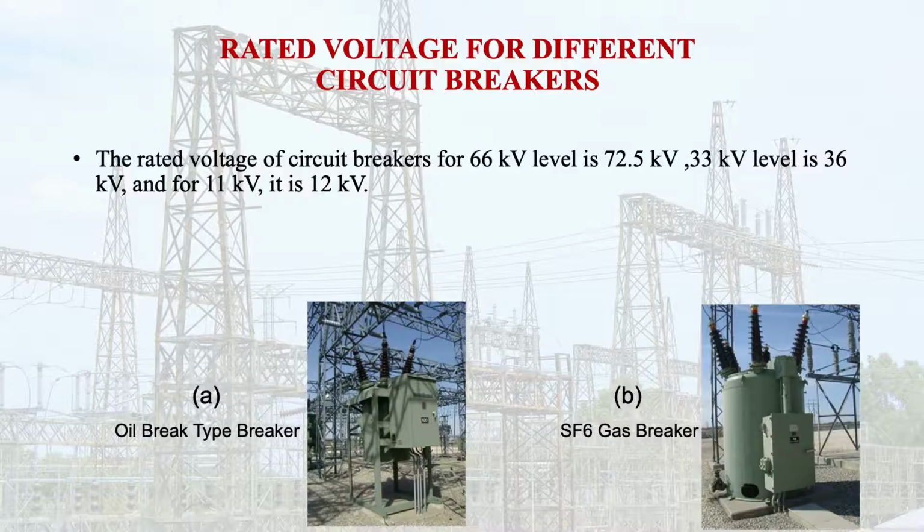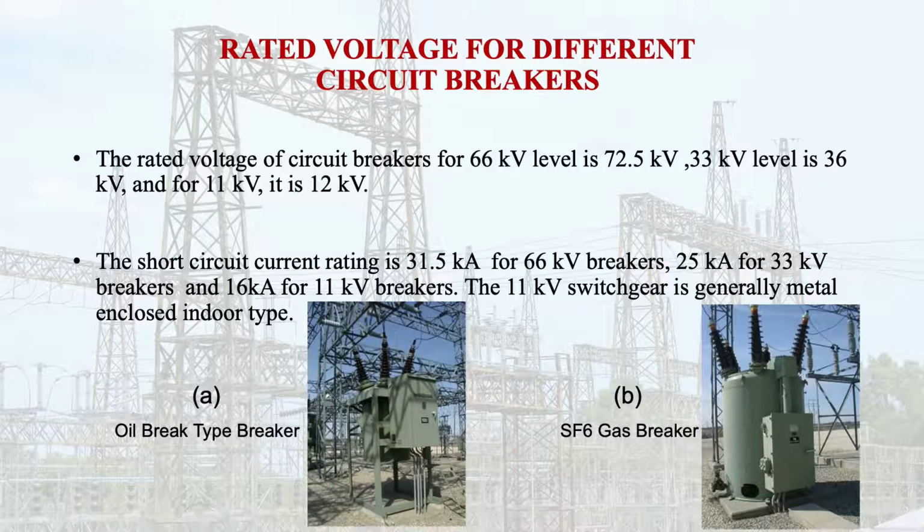So they are most often used for transmission level voltages and in cold climates. In cold climates, supplemental heating or derating of the circuit breaker may be required due to the liquefaction of the SF6 gas. So let's see the oil break type circuit breaker and SF6 circuit breaker in the picture. The rated voltage of the circuit breaker for 66 kV level is 72.5 kV, for 33 kV level is 36 kV, and for 11 kV is 12 kV, higher than the rated voltage of that substation.